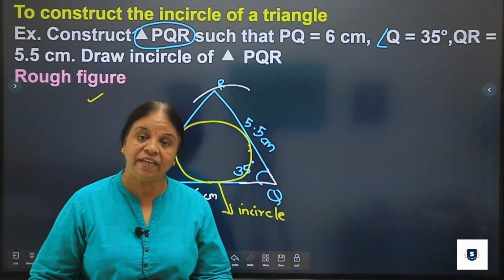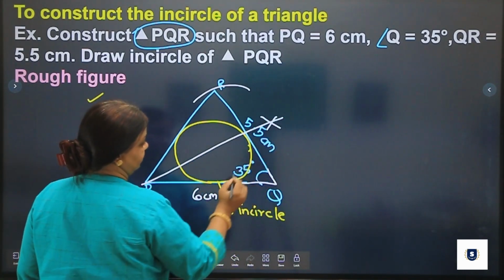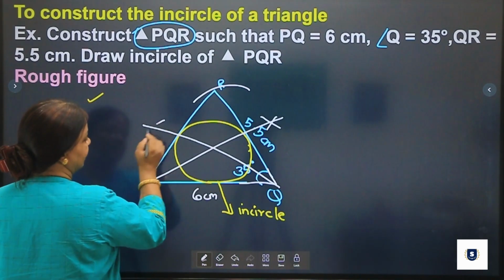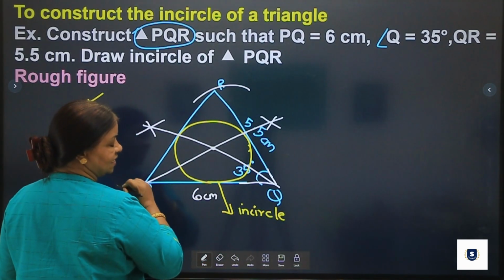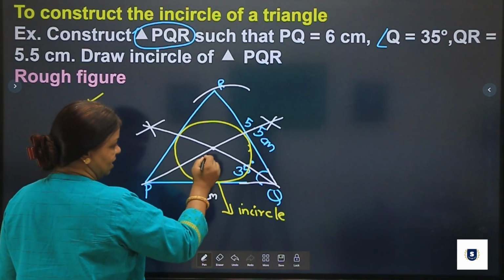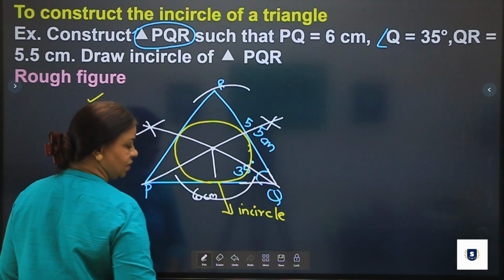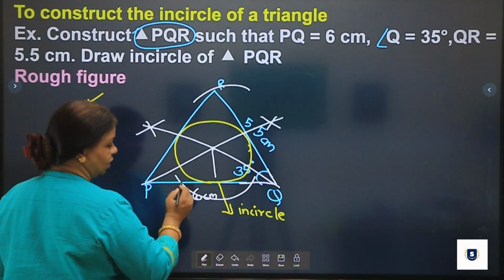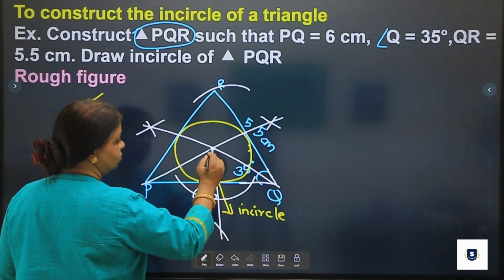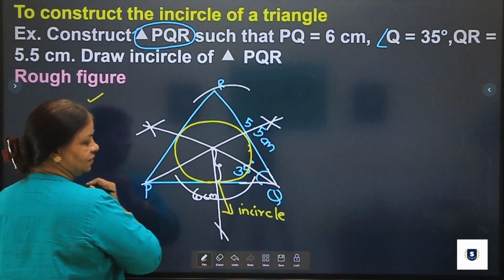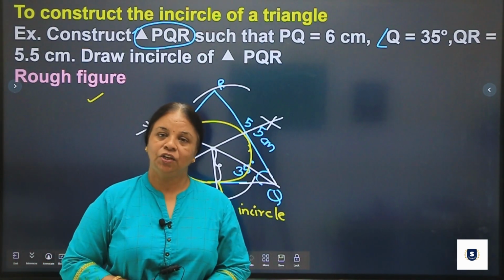How are you going to draw an incircle? By bisecting the angles. When you bisect the angles, from the point where the lines intersect you draw the perpendicular. After drawing the perpendicular, this will be considered the radius. Okay, let's do this in the notebook.